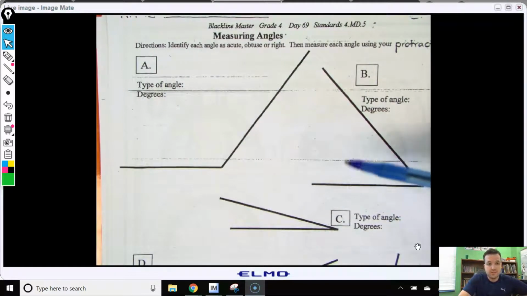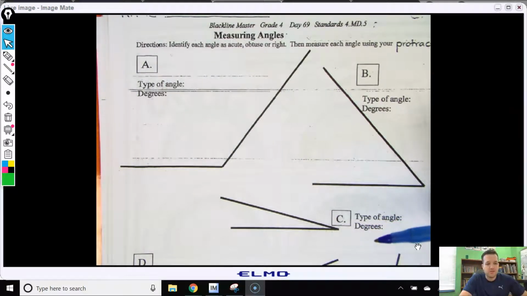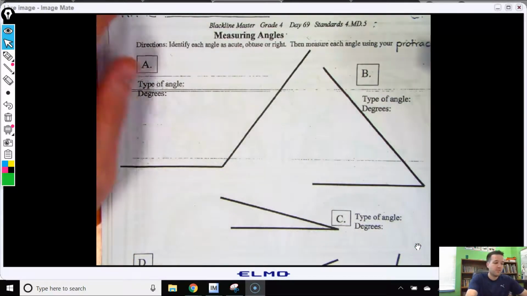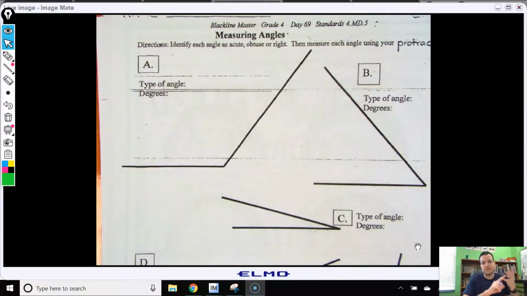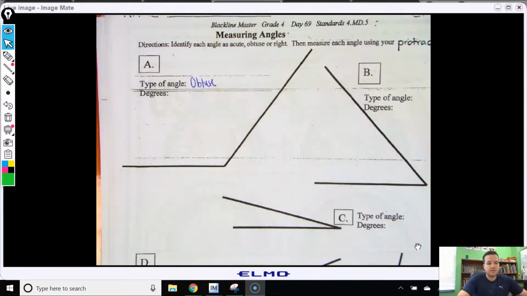So on this page, we're going to identify if it's acute, obtuse, or right. And then we're going to use our protractor to measure the exact angle measurement. So, as always, we start out with ROs. Take a look at A. Is it acute, obtuse, right, straight? We would say it's obtuse, right? So if it's obtuse, we're looking at measurements that are greater than 90 degrees but less than 180.